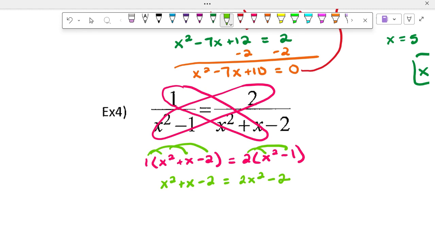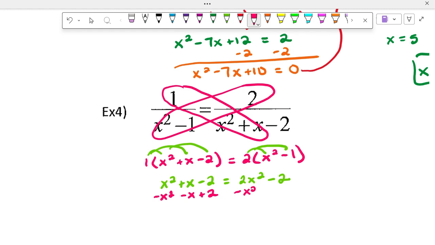I would not subtract 2x squared. Why? Typically when you solve a quadratic, you want to have a positive a value. So instead of subtracting 2x squared, we're going to subtract the left side over to the right. So I'm going to subtract x squared, x, and add 2.